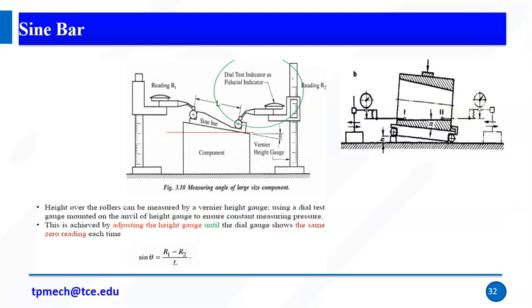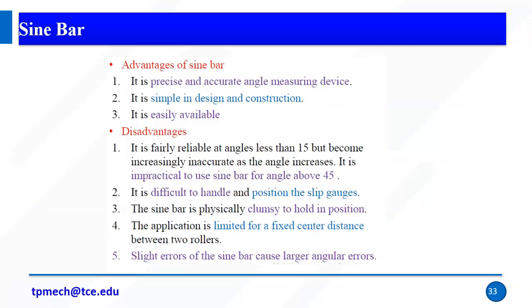Alright, again, everything we are seeing is generally basics. We have a variety of instruments and a variety of methods. For example, for the sine bar itself, we have 100 or 1000 types of sine bars, based on the relief codes. So what are the advantages of the sine bar? It is a precise and accurate angle measuring device. It is simple in design and construction. It is easily available. But the disadvantage is that it is fairly reliable at angles less than 15 degrees, but becomes increasingly inaccurate as the angle increases. It is impractical to use a sine bar above 40 degrees.